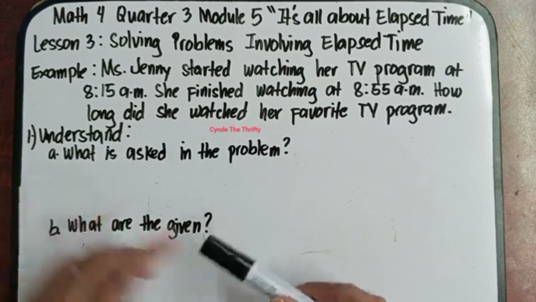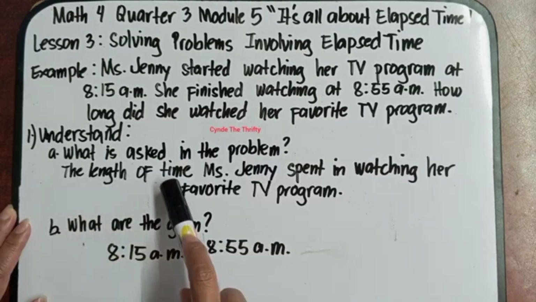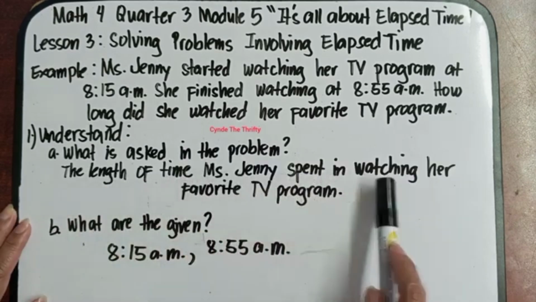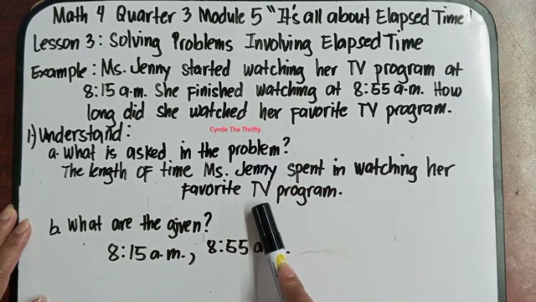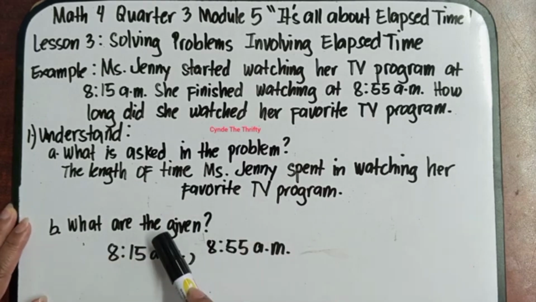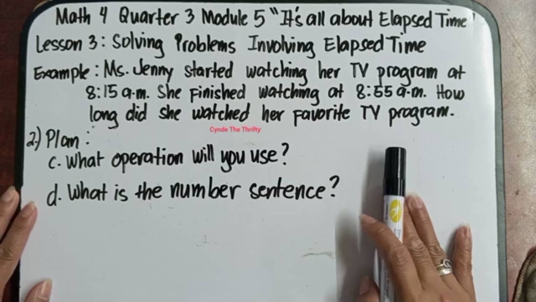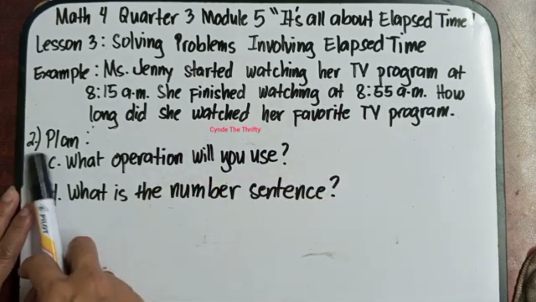So, letter A, what is asked. So, ano yung hinahanap natin? The length of time Miss Jenny spent in watching her favorite TV program. So, ito yung hinahanap natin. And then, what are the given? So, ang given natin are 8:15 a.m. and 8:55 a.m. Dahil tapos na tayo sa understand, ngayon naman is punta tayo sa second step which is plan.